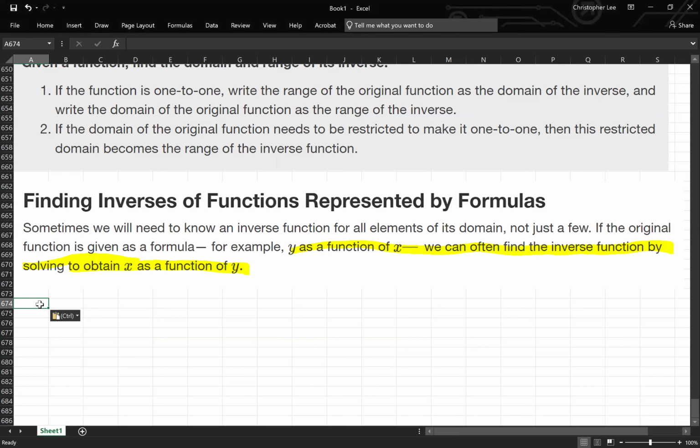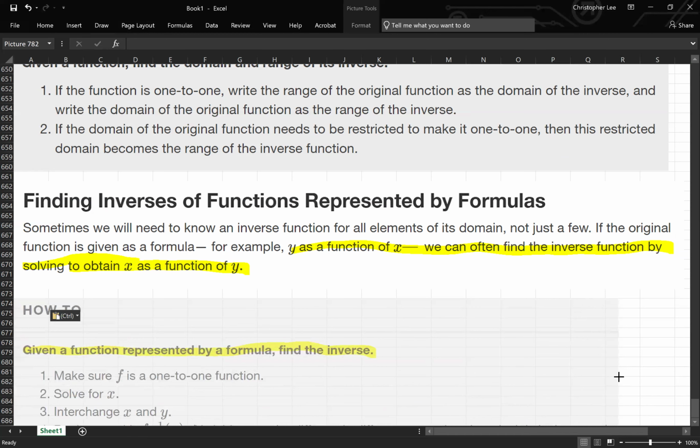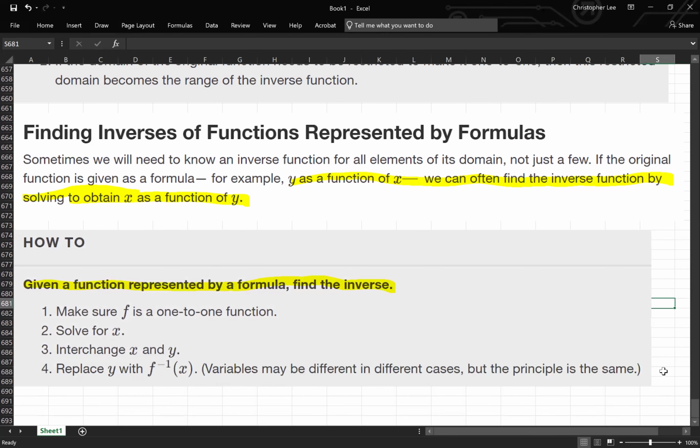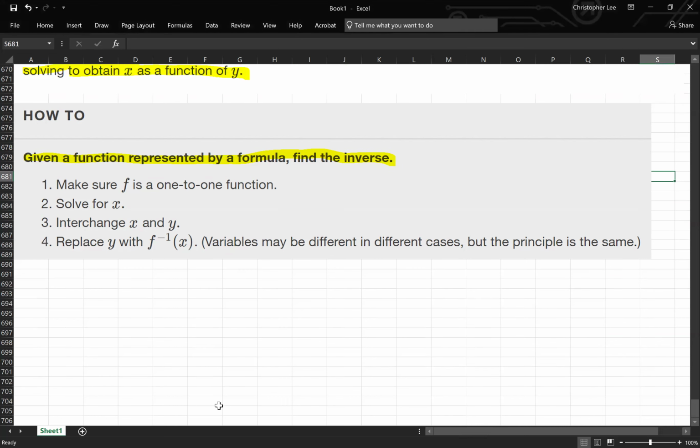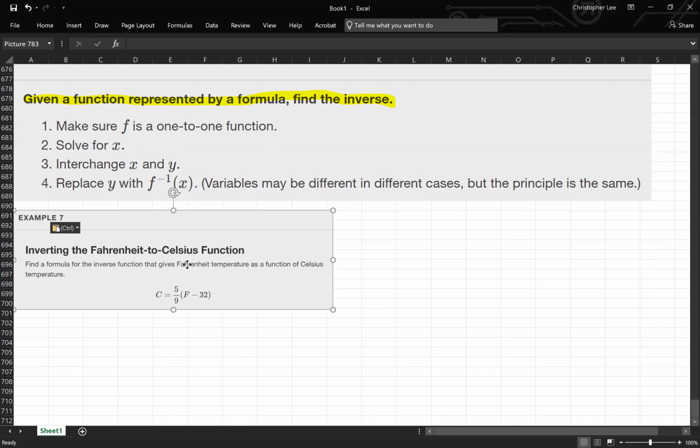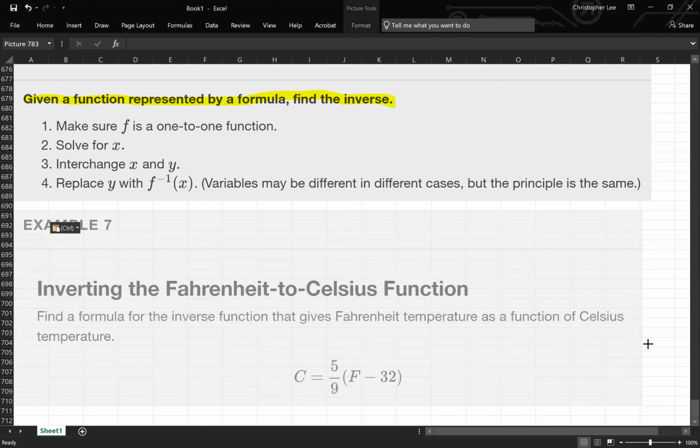Let me give y'all a little bit of tea before we jump into it. All right. So given a function represented by a formula, we want to find the inverse. So here's how you do it. First, you got to make sure that the function is a 1-to-1 function. Then you want to solve for x. Switch x and y. And then replace the y with f inverse of x. The variables may be different in different cases, but the principle is the same. All right. So inverting the Fahrenheit to Celsius function.